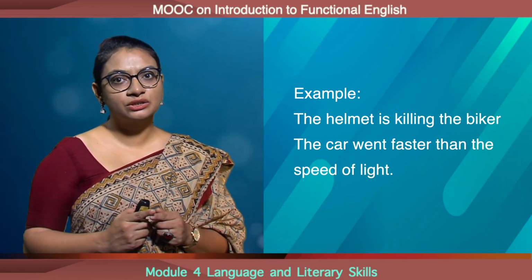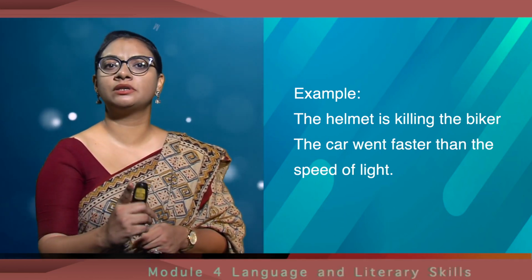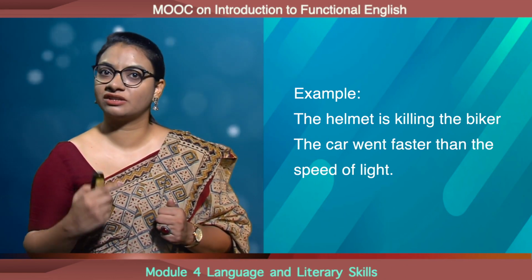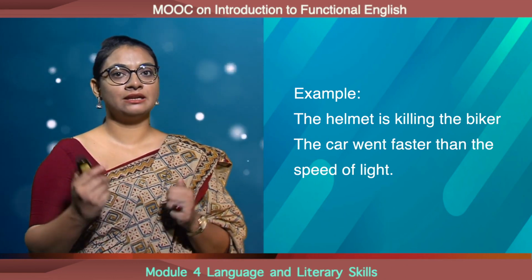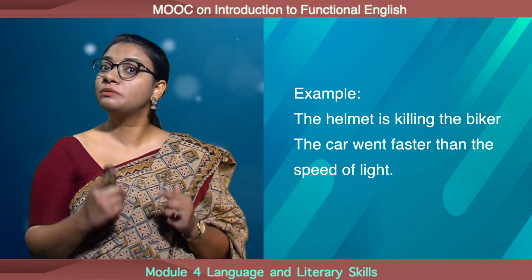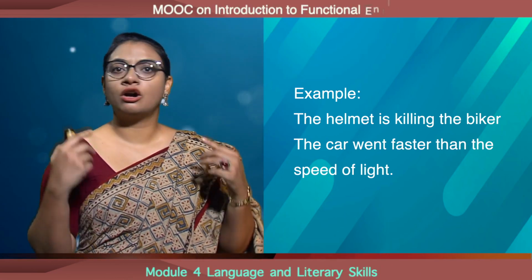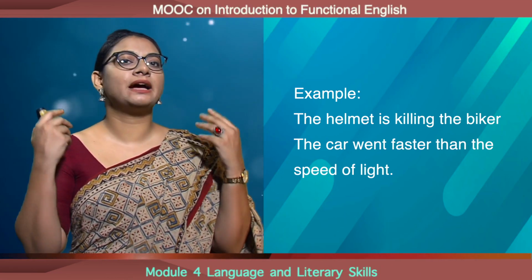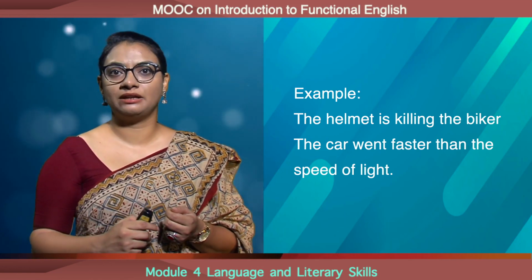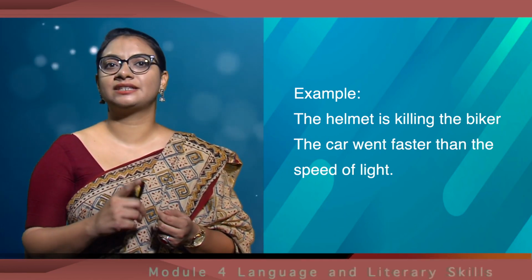It is generally understood that a biker should use a helmet because it is for his own protection of life. But now we see it is trying to kill him. This could be because of hot weather or because of some other factors, such as the biker's helmet not fitting him well. So it becomes a hyperbolic statement here.